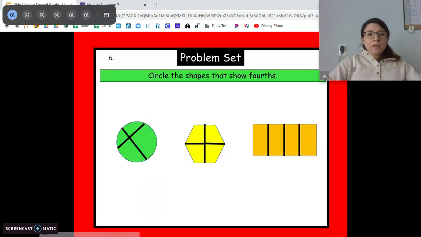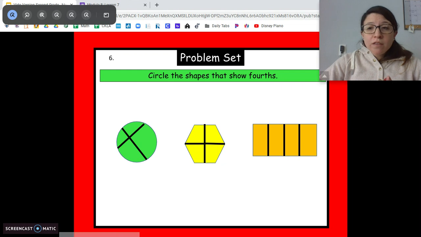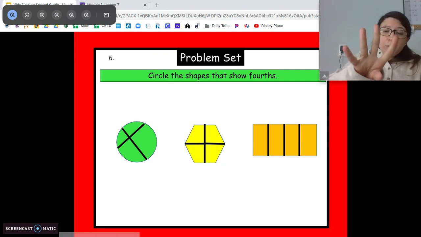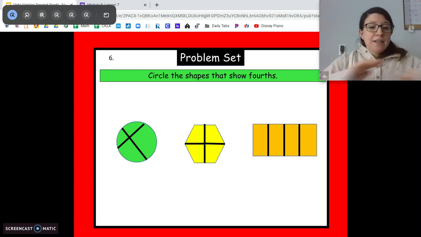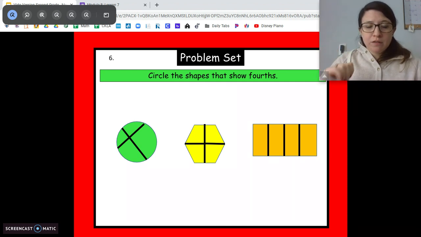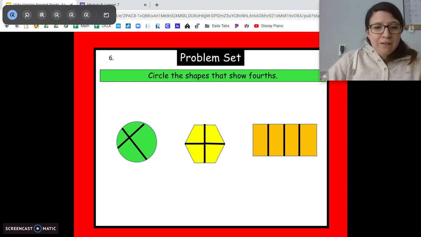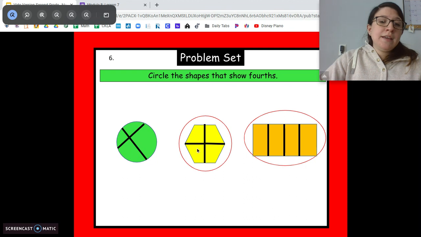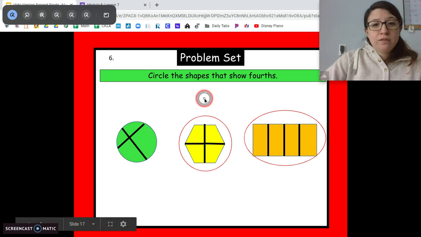Nice job. All right. Now, fourths are when we're split into 4 parts. Remember, they still have to be equal. Which shapes show fourths? Equal parts. 4 equal parts. Very good. Just the 2 yellow ones. This one has 4 parts, but they are not equal. They are not the same size, so this does not show fourths.